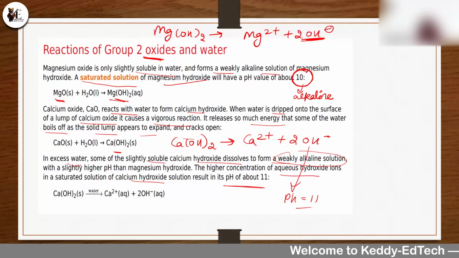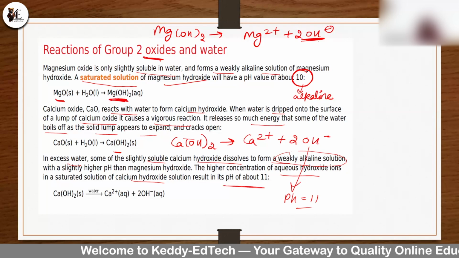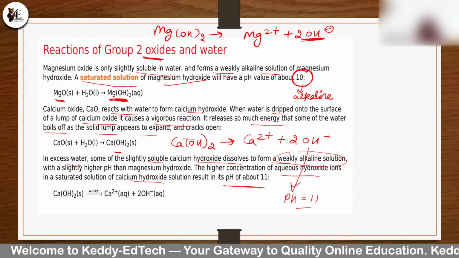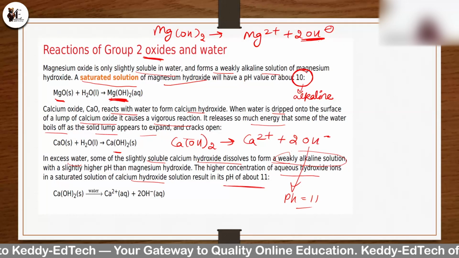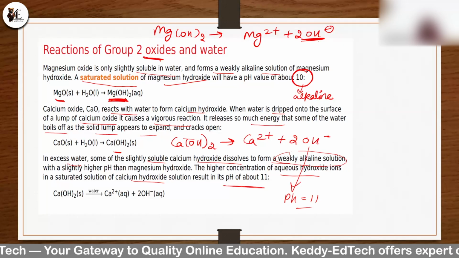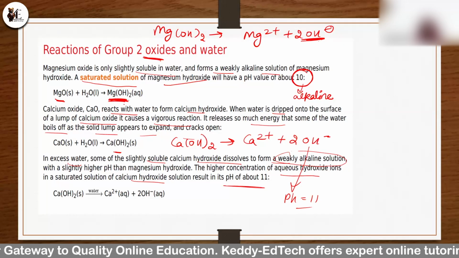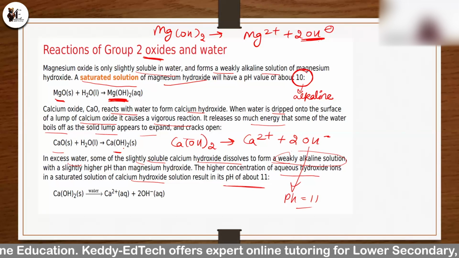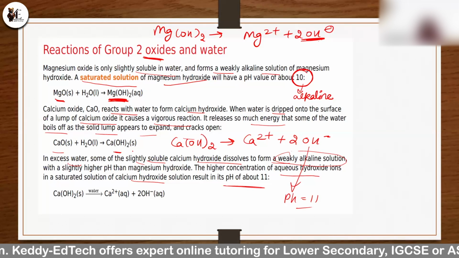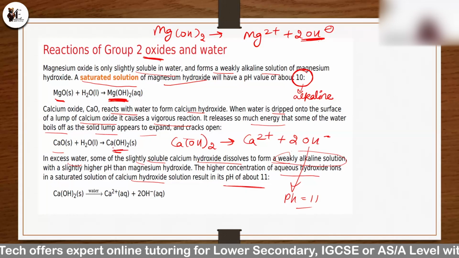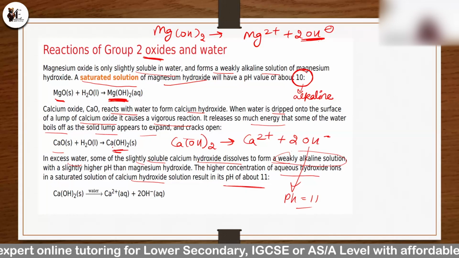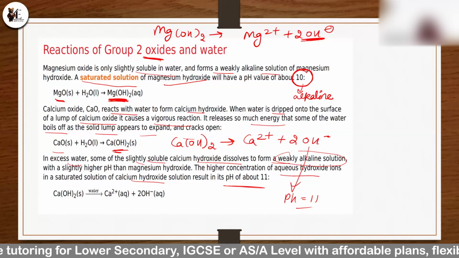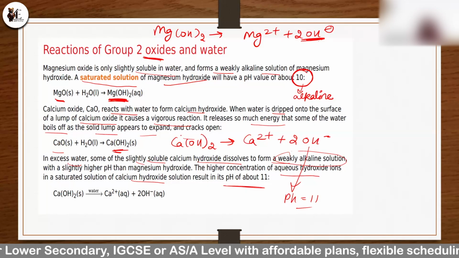it is slightly soluble in water and it forms a solution of magnesium hydroxide. A saturated solution means you cannot add more of the solute to it. So the pH of its saturated solution is about 10. But if we talk about calcium oxide, it also reacts with water. The same product, calcium hydroxide, forms. This reaction releases so much energy that the solid lump appears to expand and it cracks open.